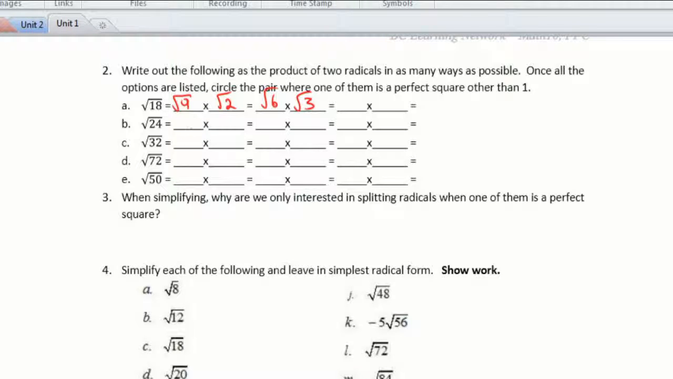24. I could have 12 and 2. I could have 8 and 3. And I could have 4 and 6. Where is my perfect square? I could have picked any one of these. I could have broken my 24 into either of these, this one, or this one, but only one of them has a perfect square in it. And this 4 and the 6 is the perfect square because the 4. So that's the one I'm going to use.